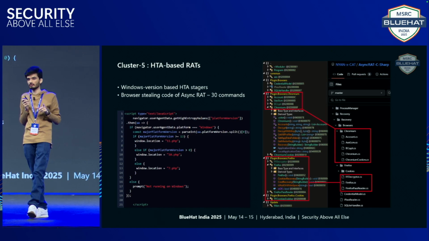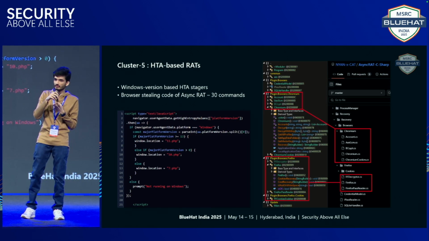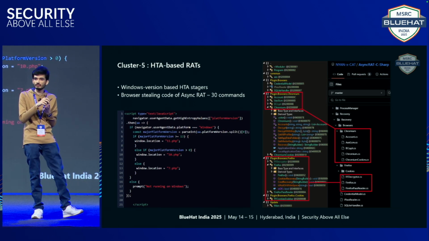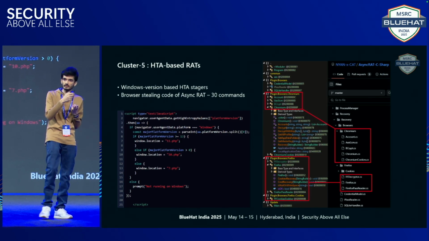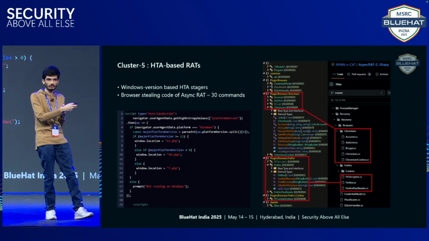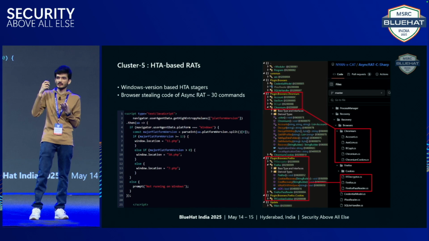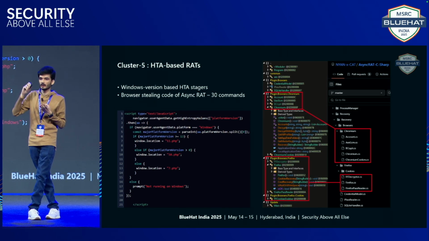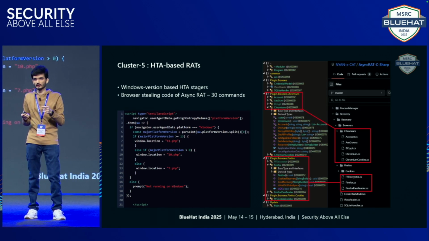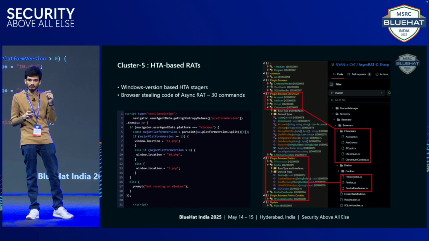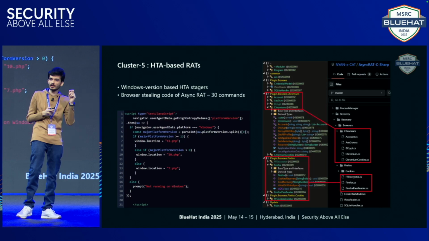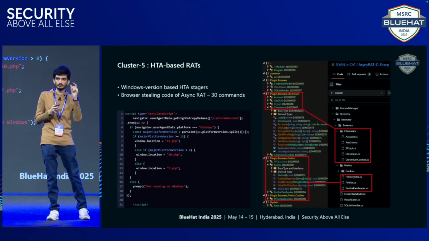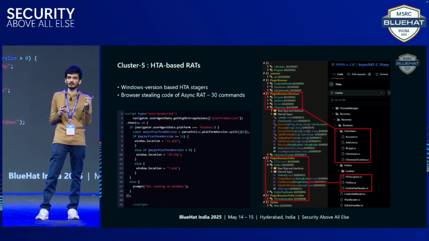So in this cluster 5, we saw that it was hosting 3 different HTA files, each based on what the victim operating system is running. So based on Windows 7, Windows 10 or Windows 11, it is executing that specific HTA file. And finally, it is dropping the new RAT known as Jetta RAT. When we analyzed this Jetta RAT, we found that it is taking the same functionality as Async RAT. Specifically, the browser stealing functionality has been grabbed from this one.